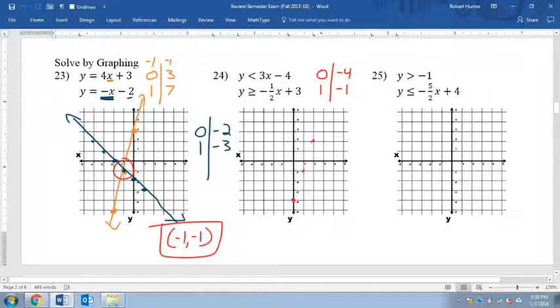So it's over 3. Hit the dotted line. And it's less than, so we're going to end up shading below. So I'll just say I'm below that one.